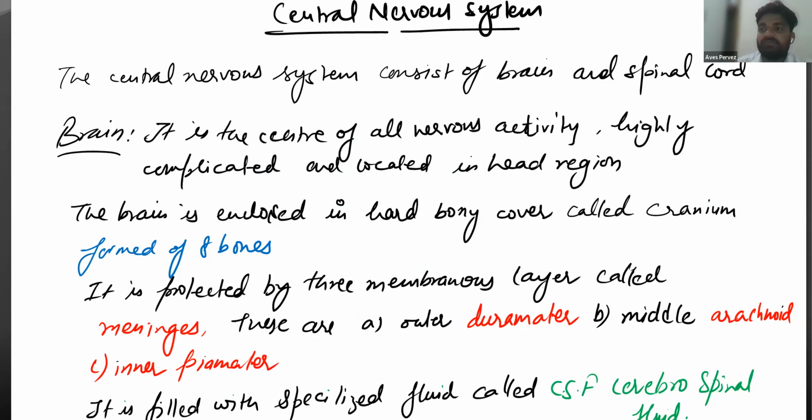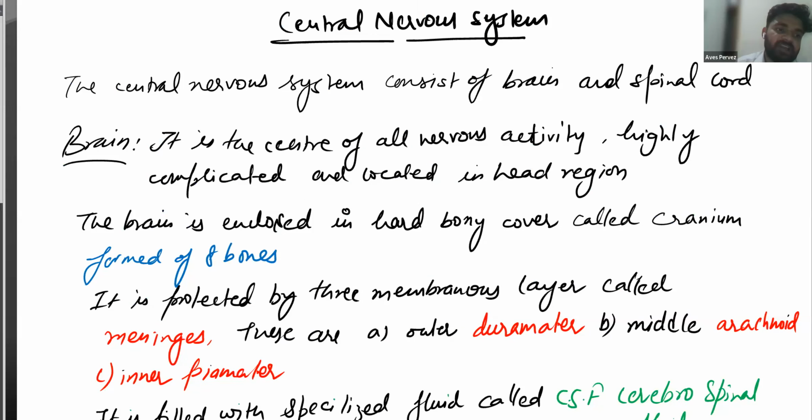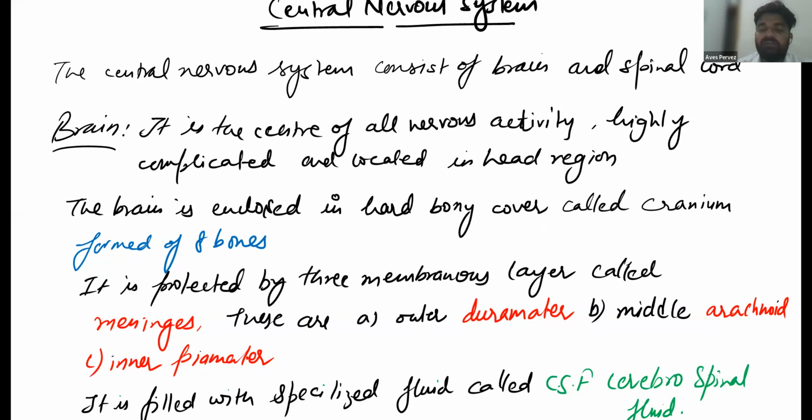The central nervous system. Until now, we were studying the functional unit, the neuron, what its functions are, and what the functions of the different parts of the neuron are. We have discussed this. Now we are going to study the central nervous system. In the starting, I taught you that there are two agencies that control, or we can say, control and coordination.